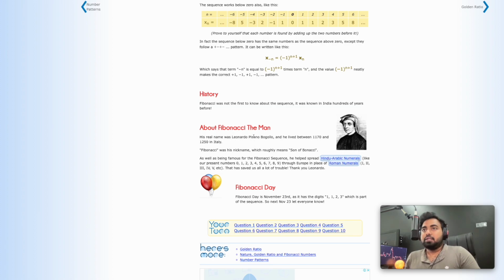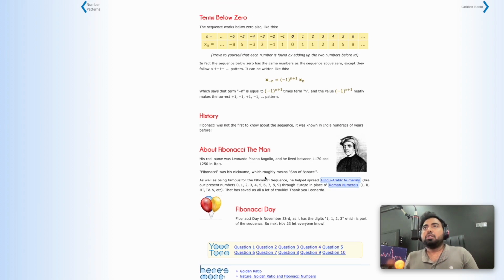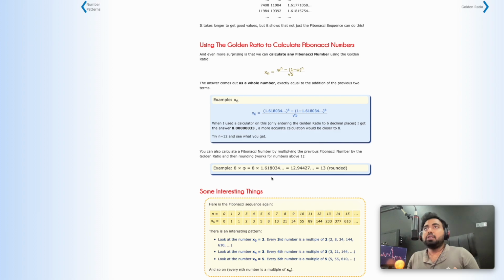As well as being famous for the Fibonacci sequence, he helped spread Hindu-Arabic numerals, the numbers we are now using, through Europe in place of Roman numerals. So you can see what he has done. He's not just a simple man, right? He introduced these Fibonacci numbers. Now we are using this pattern in charting, and we are going to find the bottoms and peaks or the tops.